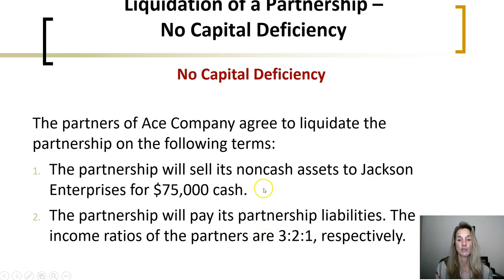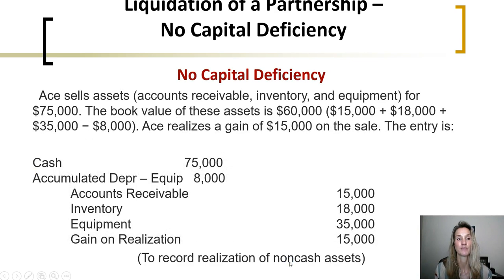The partnership will sell all of its non-cash assets to another company, Jackson Enterprises, for $75,000 in cash, and the partnership will pay its partnership liabilities. The income ratios of the partners are 3 to 2 to 1 respectively. ACE sells all of its assets for $75,000.